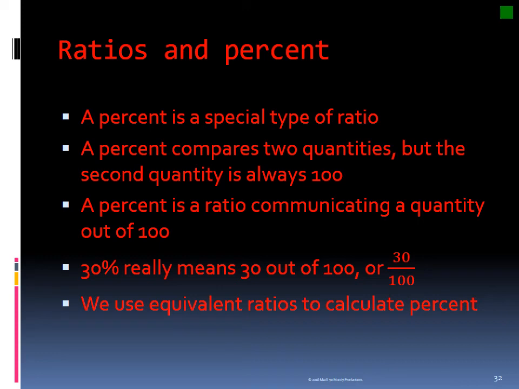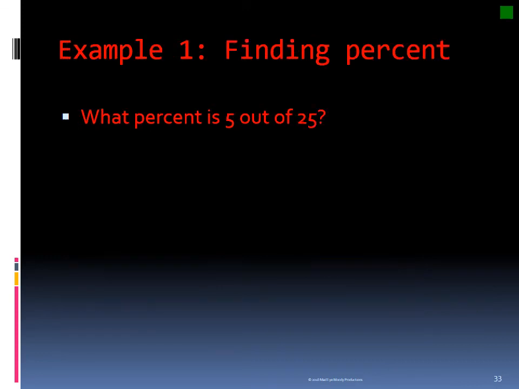And we use equivalent ratios to calculate percent. So let's use equivalent ratios to calculate percent. What percent is 5 out of 25? First, like always, set up the original ratio. My first quantity is 5, my second quantity is 25.